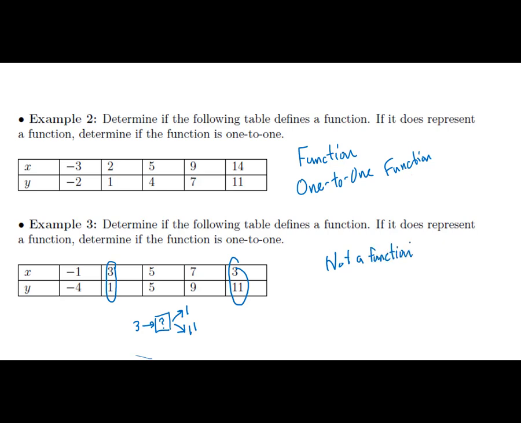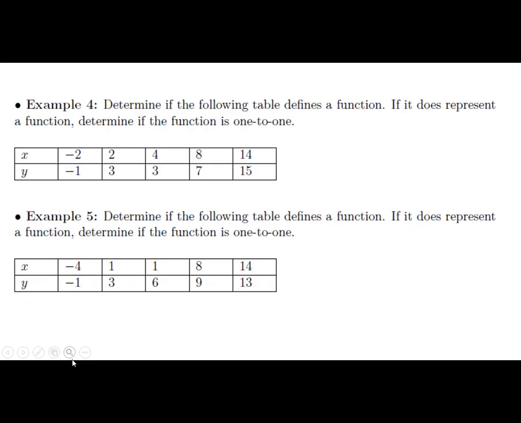And when we've determined it's not a function, we're not even going to bother with the question of one-to-one. All right, so this next example, same thing. Let's look through our inputs here. We've got -2, 2, 4, 8, 14. So no repeats there, and they're all going to various different y values. So each x is only going to one y. So that is definitely a function.